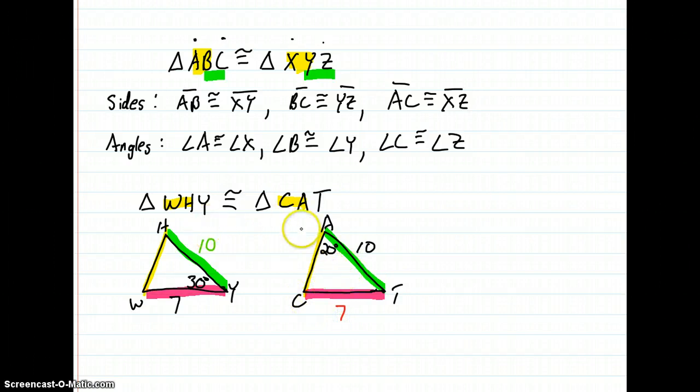So since the triangles are congruent, I know that the parts of the triangles are congruent. So now looking at the angles, if I know that this is 20, and angle A is going to correspond with angle H, that means this is 20. Well, if this is 30, that means that this is also going to be 30. And you might stop there because that's all the pieces of the puzzle that they give you, except you have to remember that in a triangle, the angles add up to 180 degrees.